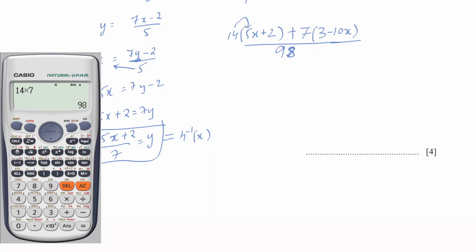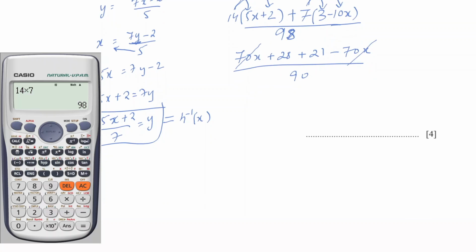If I multiply, expanding the bracket, 14 times 5 is 70, so 70x plus 14 times 2 is 28. You can use a calculator. Plus 7 times 3 is 21, minus 7 times 10 is 70x, divided by 98. Can you see that plus 70x and minus 70x we can cancel easily.